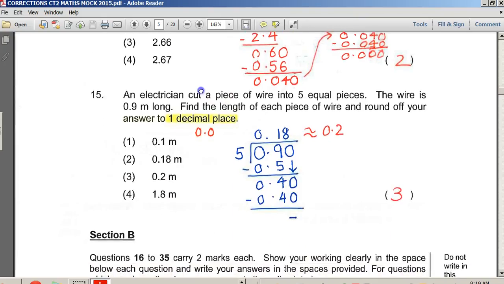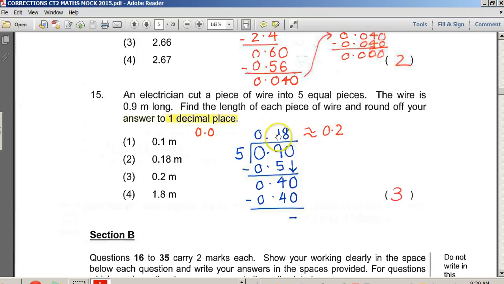Let's carry on. An electrician cut a piece of wire into 5 equal pieces. So what you need to do is divide the piece of wire, which is 0.9 meters long, place it here, divide by 5, and your answer should be 0.18. You may pause the video to learn from how I get this done. Your answer is 0.18, to the nearest 1 decimal place. It means your answer must have 1 decimal place here.